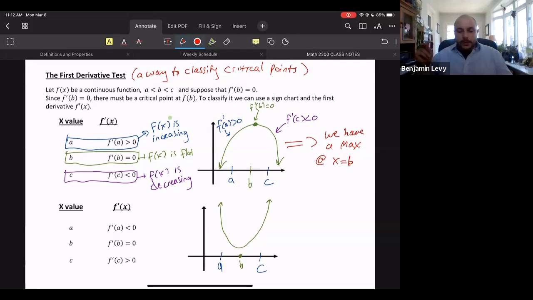All right, I'm going to pause there real quick and let everyone finish writing stuff down, see if there are questions. I'm going to just reiterate one more time. This is known as the first derivative test.